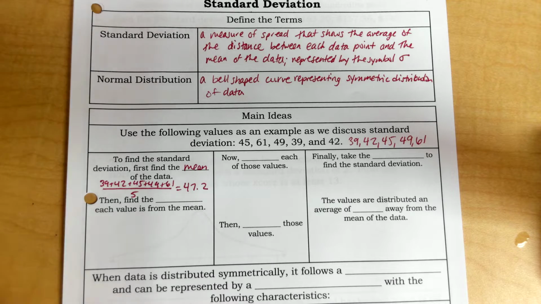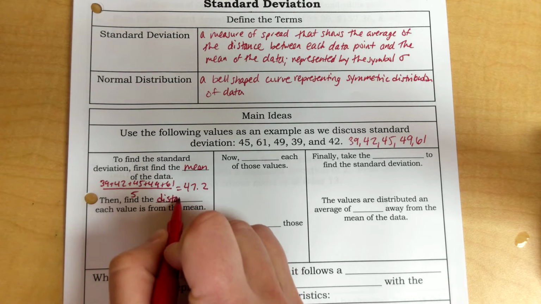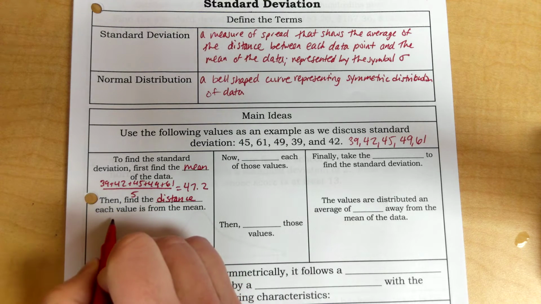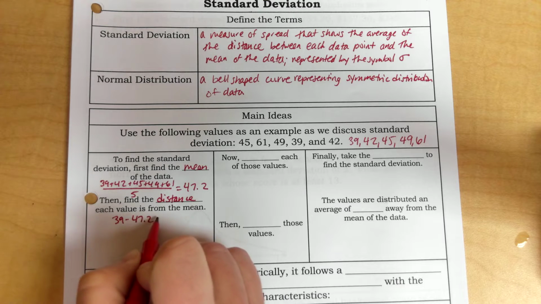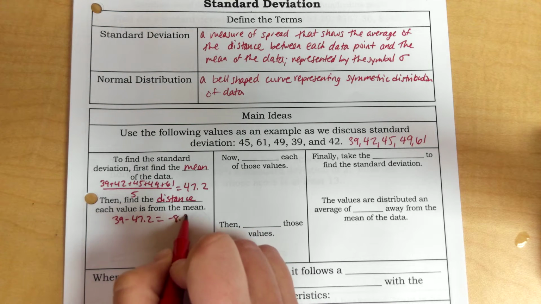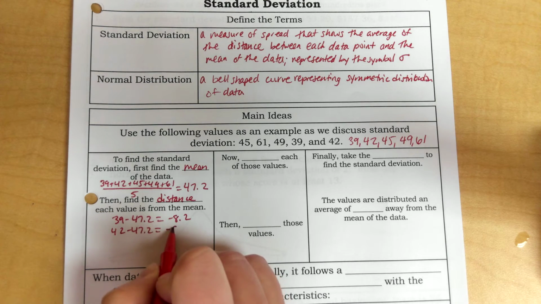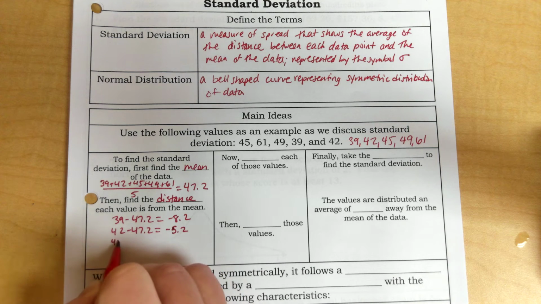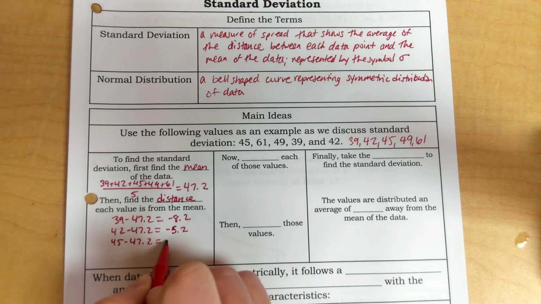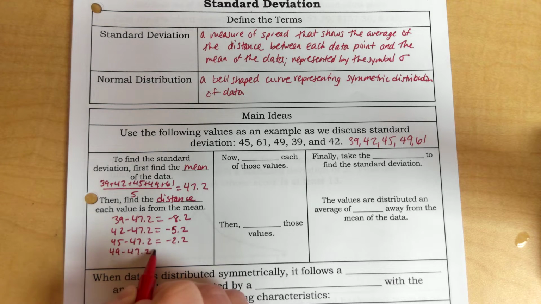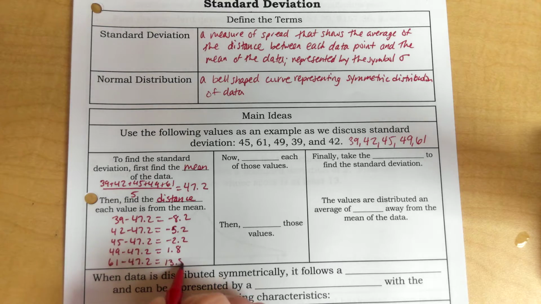Okay, then we're going to find the distance each value is from that average. So we start with 39 minus 47.2, which is a distance of negative 8.2. 42 minus 47.2 is a distance of negative 5.2. 45 minus 47.2 is a distance of negative 2.2. 49 minus 47.2 is a difference of 1.8. And 61 minus 47.2 is a difference of 13.8.